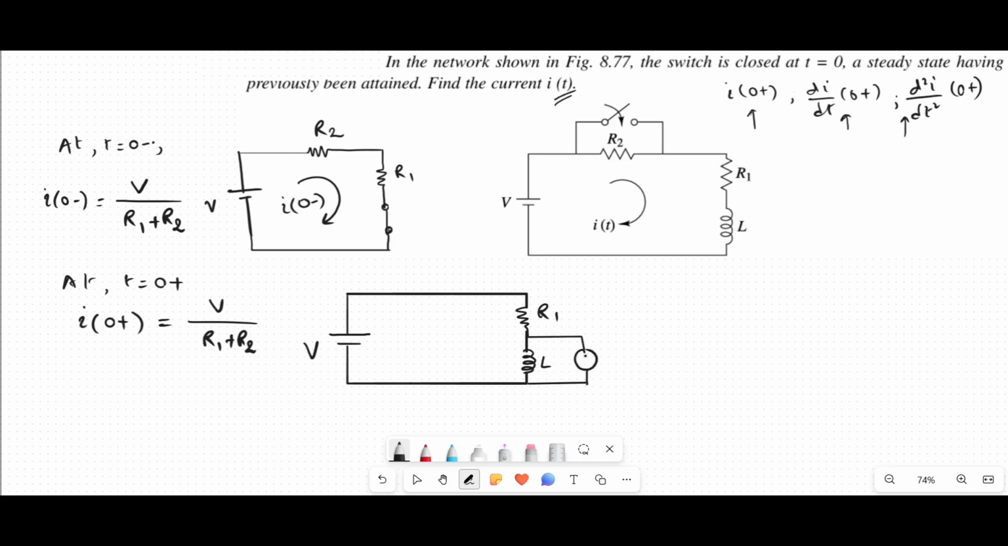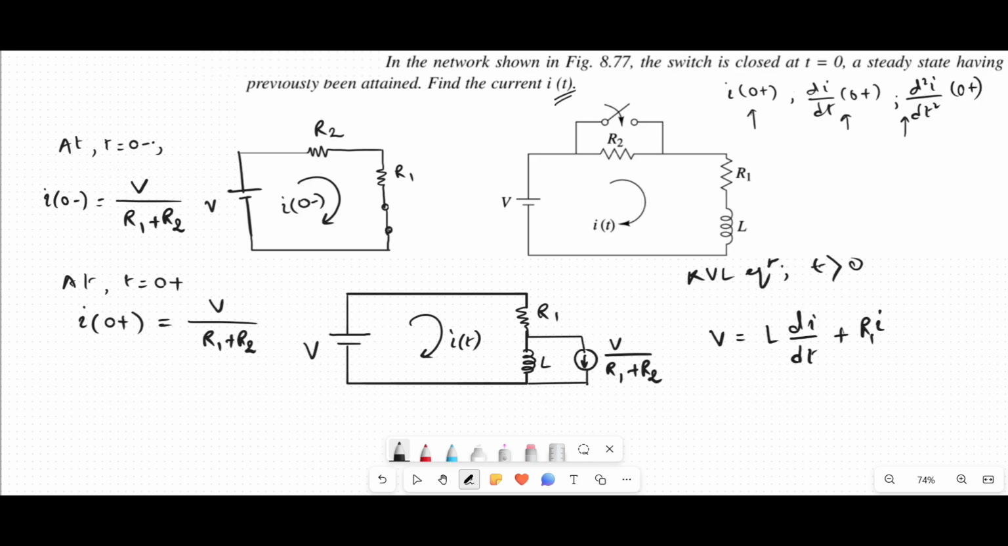and since the circuit attains its steady state, we will be having a source here, and the direction will be the same as your direction of I, and the value will be, as we have already determined, V divided by R1 plus R2, right? And this current is I(t). So now let's write down the KVL equation at t greater than 0. So voltage V equals L di/dt plus R I, right?